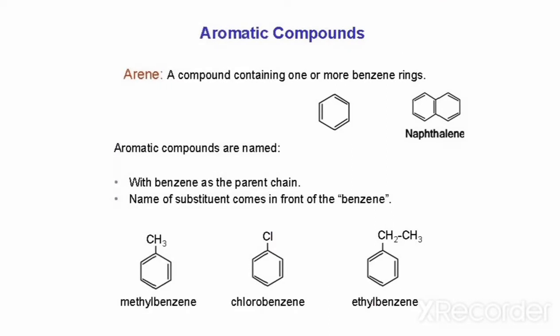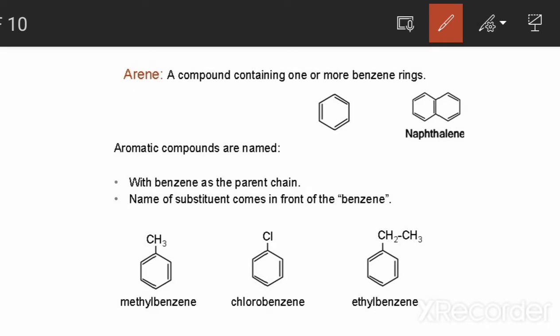So next, what are arenes? A compound containing one or more benzene rings is known as an arene. This one is the benzene ring, and the one that contains two benzene rings is known as naphthalene. Naphthalene is the common name of two benzene rings that are attached to each other.